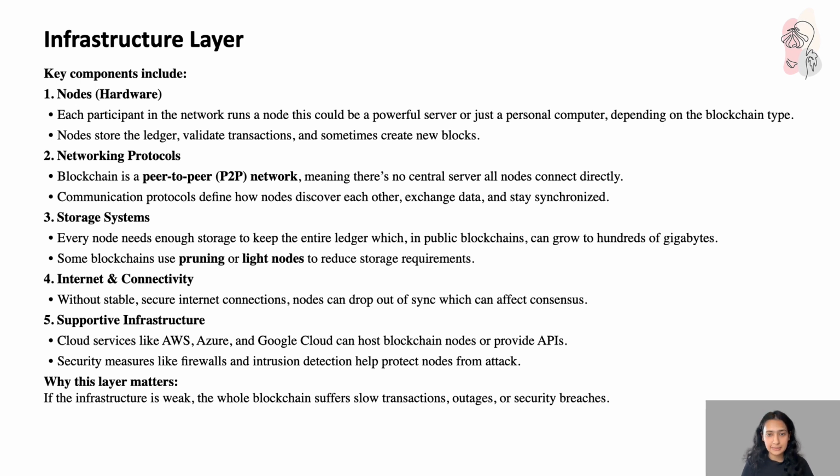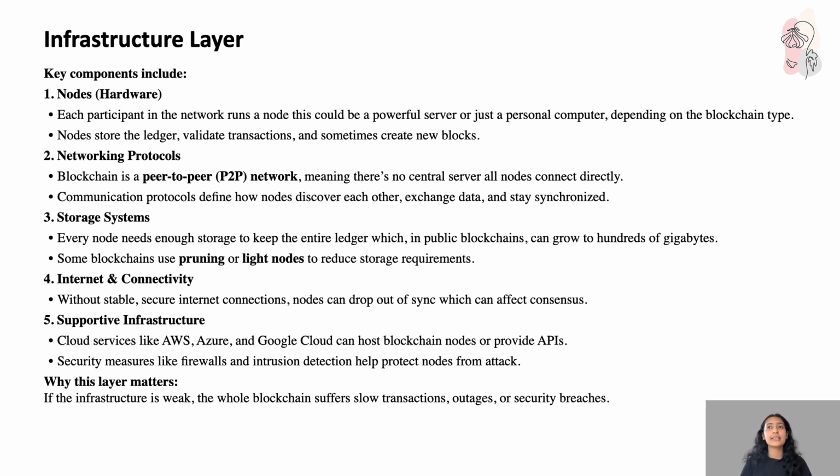Internet and connectivity. Without stable, secure internet connections, nodes can drop out of sync, which can affect the consensus, because if my node, my ledger is not up to date with what the latest update has been made, I'm out of sync. And now this is going to affect consensus because I cannot agree on that transaction that I have no record of. Coming to supportive infrastructure, cloud services like AWS, Azure, Google Cloud can host blockchain nodes or provide APIs. Then we have security measures as well, like firewalls, intrusion detection. These help protect nodes from attack.